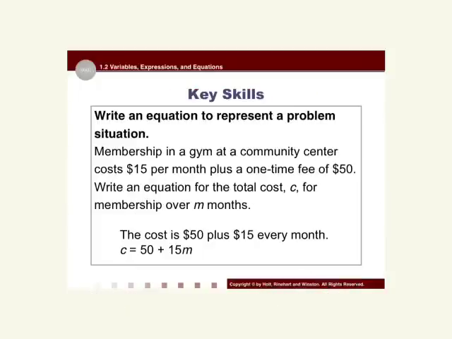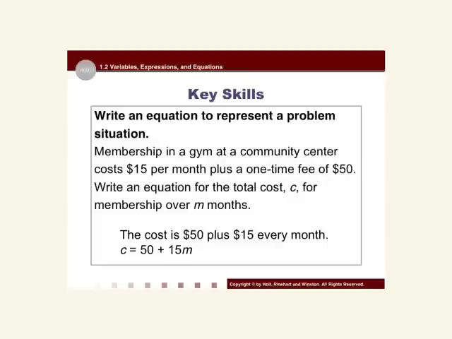Now, the last examples that we're going to do is taking a real world example and trying to create something from it. So we want to write an equation to represent a problem situation. So we have a membership in a gym at a community center. It costs $15 per month plus a one-time fee of $50. Write an equation for the total cost C for the membership over 5 months.